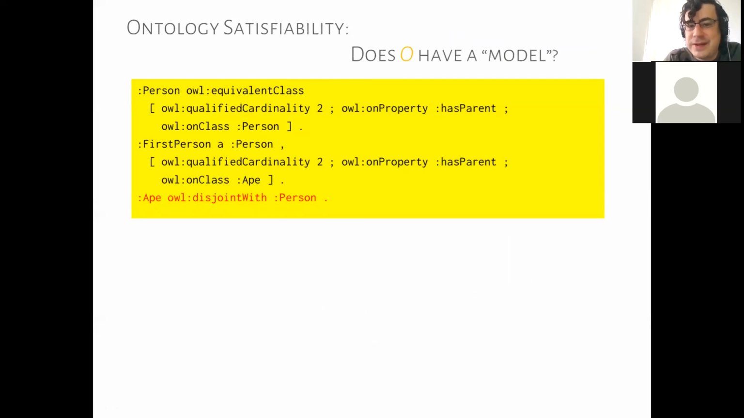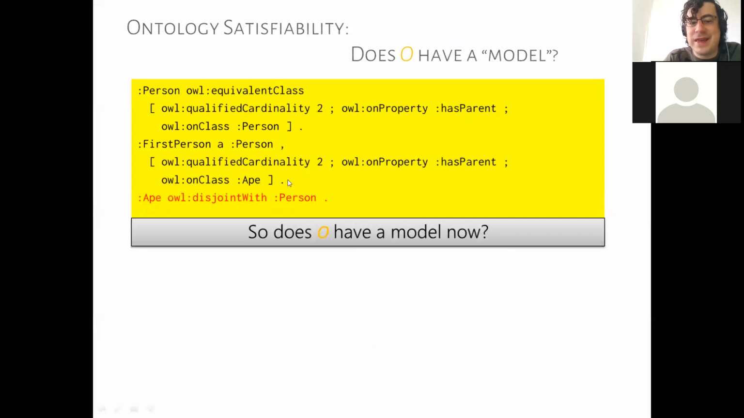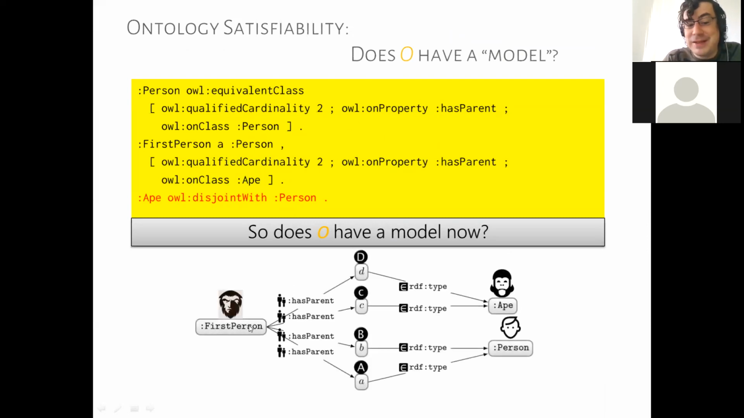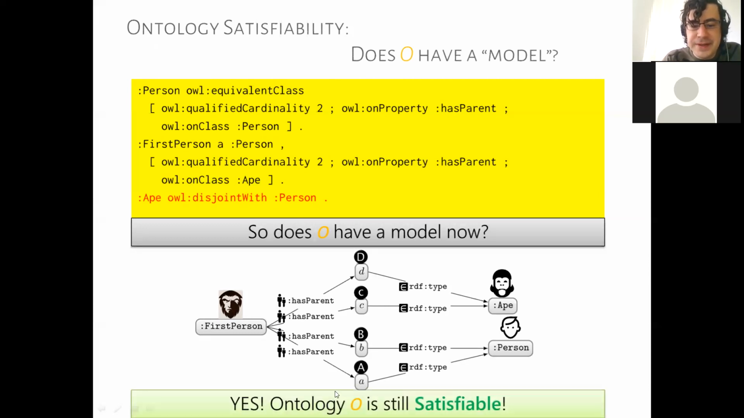And the answer is yes, because we never said that the first person only has two parents. We said it has two parents that are apes and two parents that are people. So we can still have, for example, a first person that has four parents, two of which are apes and two of which are people. Okay, so this is still perfectly satisfiable. No inconsistency here. Everything is very much okay. Okay, so this ontology is still satisfiable.